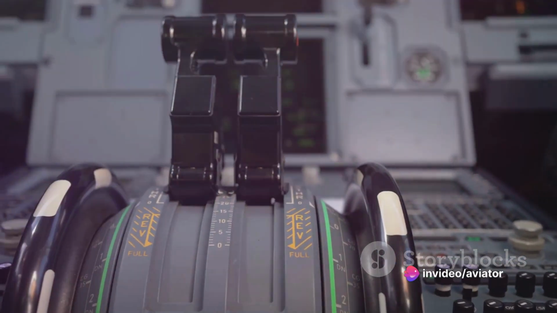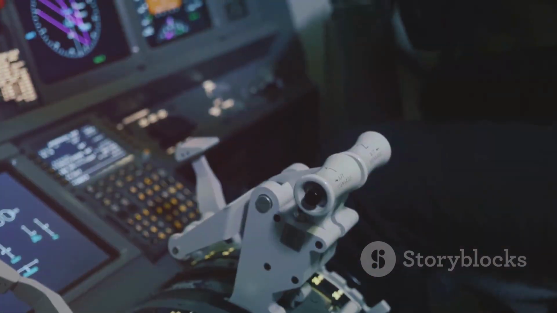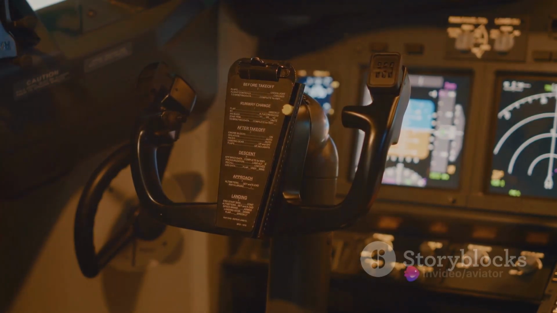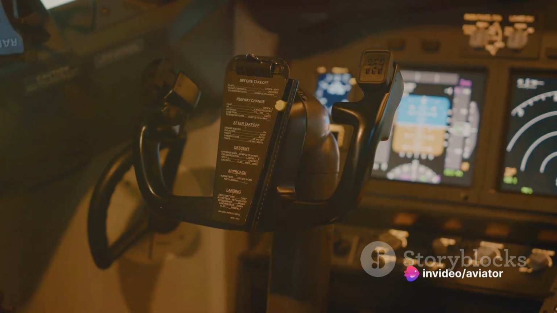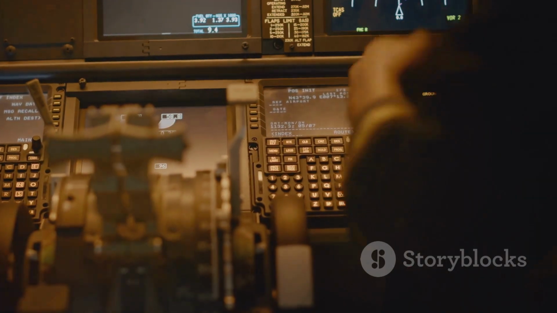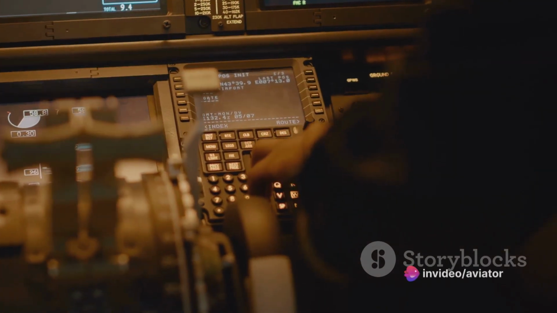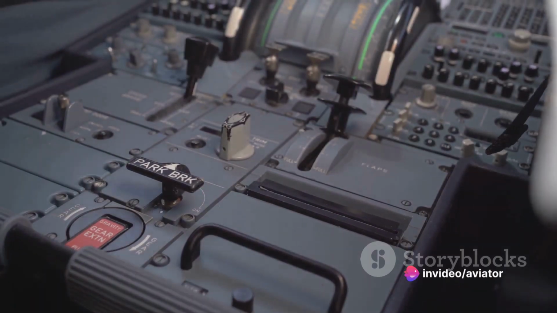Now let's talk about the rudder pedals. These are located at the pilot's feet and control the rudder on the tail of the plane. By pressing the right pedal, the rudder moves to the right, causing the nose of the plane to yaw or move to the right. Pressing the left pedal causes the opposite effect. So you see, flight control systems combine the actions of the yoke and the rudder pedals to control the ailerons, elevators, and rudder, giving the pilot control over the aircraft's movement.